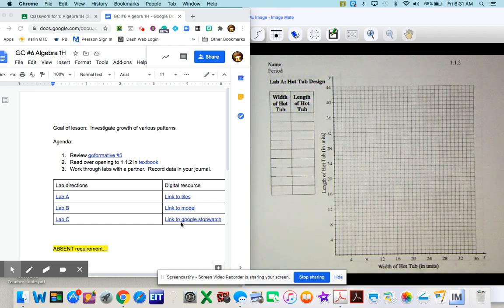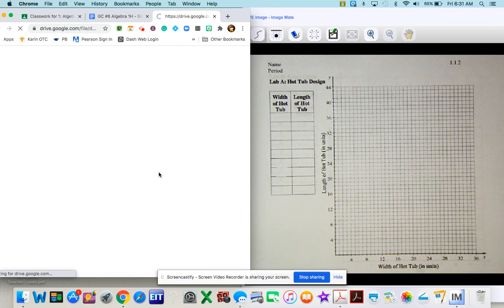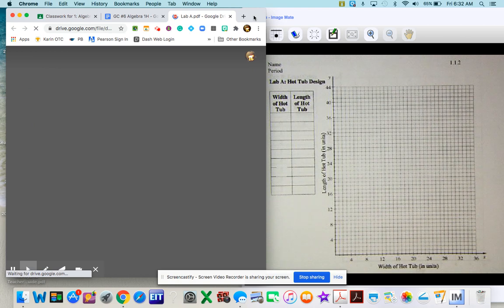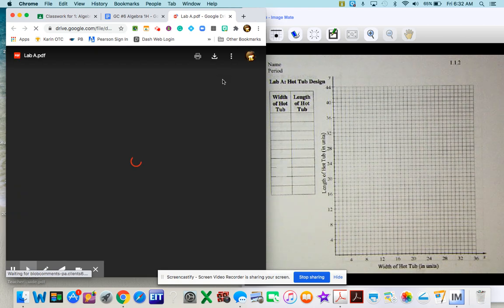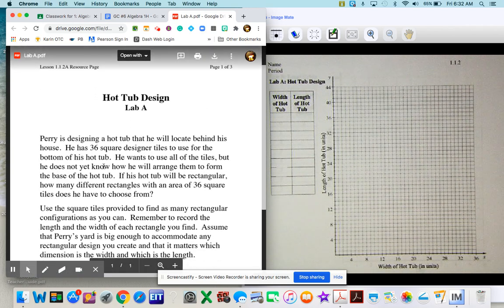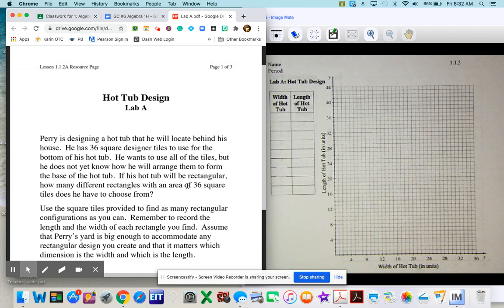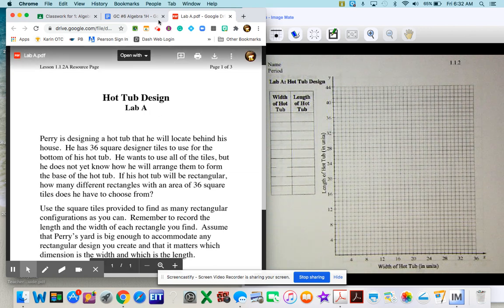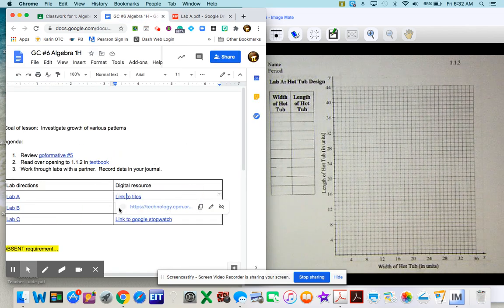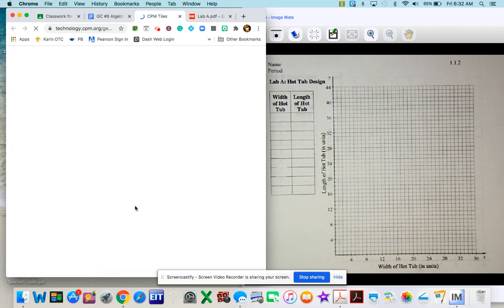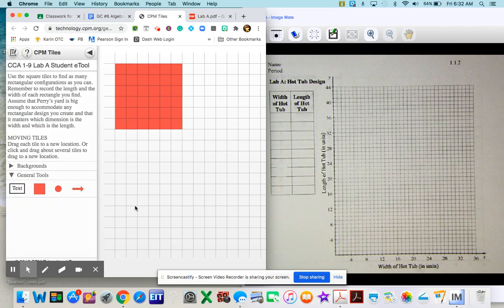All right. So just as a quick review with Lab A, you were looking at this question where Perry had 36 square tiles. He was trying to use the different tiles to make a hot tub. You use little squares to figure out how many rectangular configurations you could come up with. Okay, so if I go back, here was the resource to the tiles you could have used if you needed them. But how many arrangements of 36 tiles could you make?